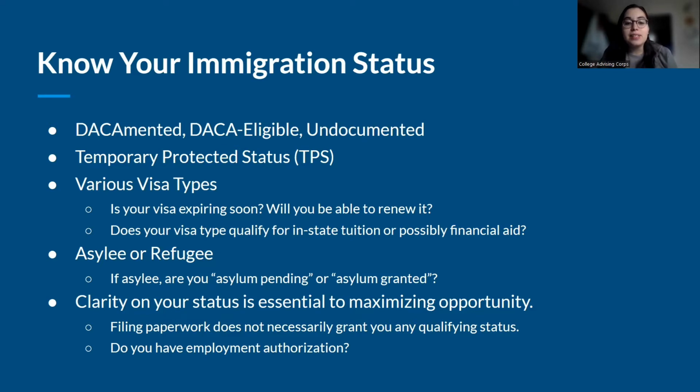If you are an asylum seeker or if you have refugee status, that might change things. If you have your refugee status pending and you're currently applying for asylum, you have access to different sorts of financial aid than if you already have refugee status. So that's something to keep in mind. Clarity on your status is really important with maximizing the opportunities available to you. If you're not clear on your status, especially if you haven't started applying for school yet, now is a good time to figure that out.